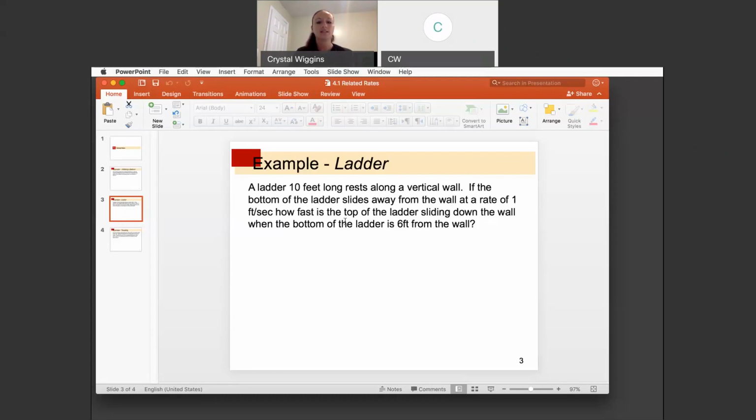So let's take a look at the whiteboard for this problem. Okay, so we know we have a 10-foot ladder. We know that the bottom is sliding out at 1 foot per second, and the bottom of the ladder is 6 feet away from the wall. So let's draw a picture so that we can see what this looks like.